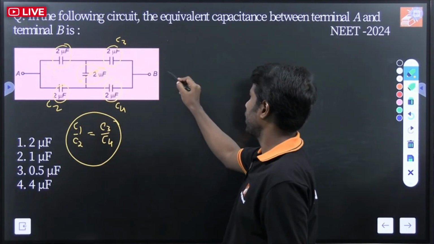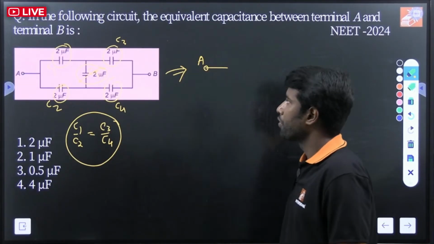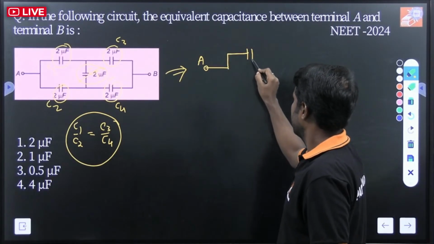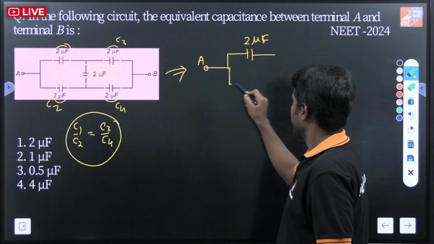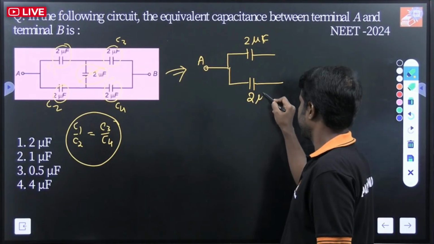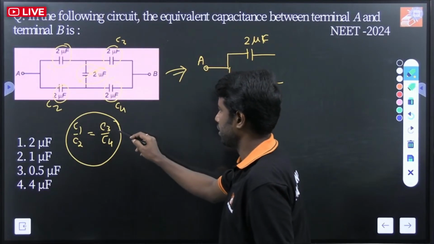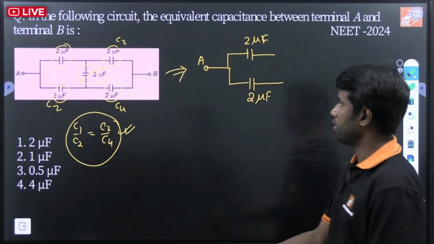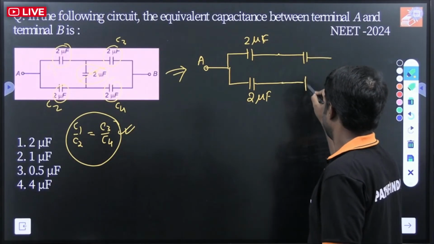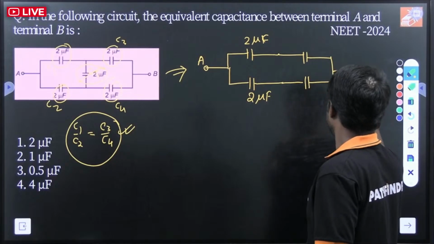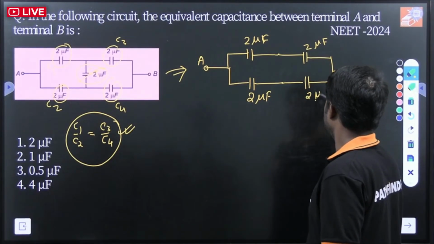So now the equivalent circuit will become: point A is here, and we have one capacitor of 2 microfarad here, and one more capacitor of 2 microfarad here. They are symmetric because this ratio will be 1 and this ratio will be 1. That is, this formula is followed by this diagram. So now we can take here one more. This is our B point, and this one also 2 microfarad, and this one also 2 microfarad.